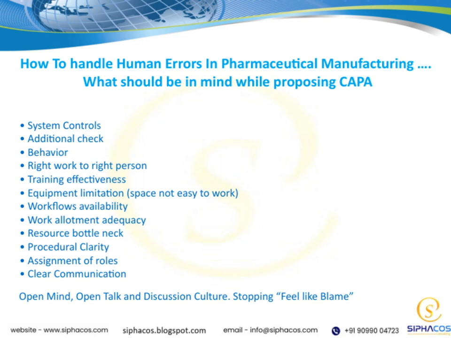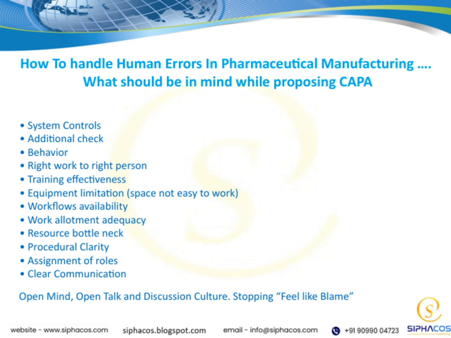We also need to evaluate the effectiveness of training programs. Are they truly preparing staff? Equipment limitations, like space constraints, can hinder performance, so addressing those is important too. Workflow availability must be checked. Are processes streamlined and accessible?